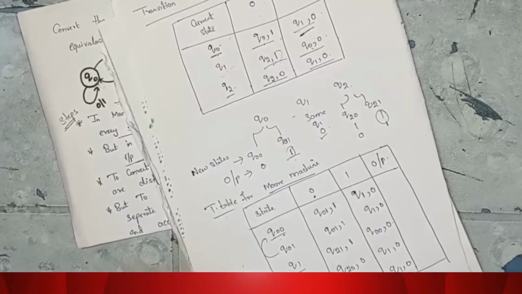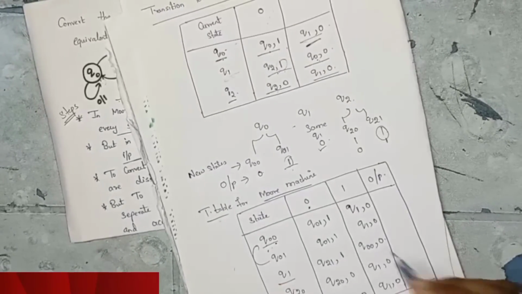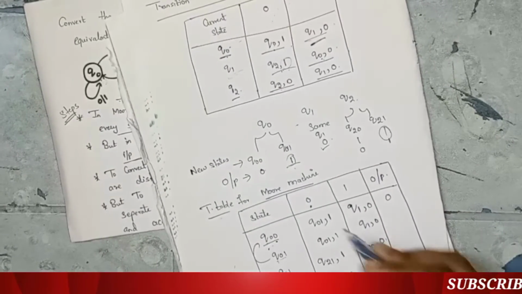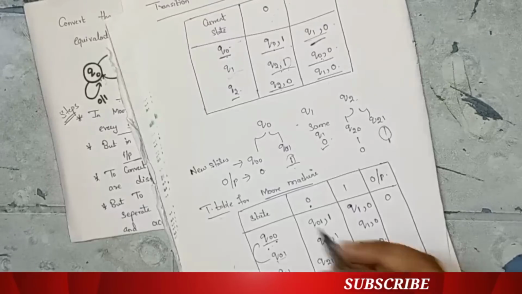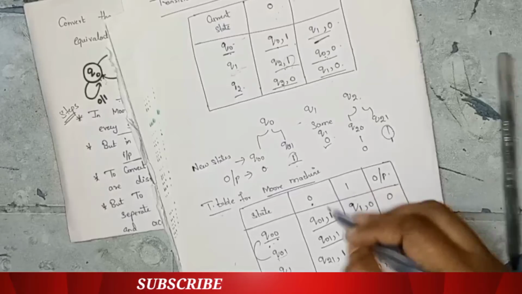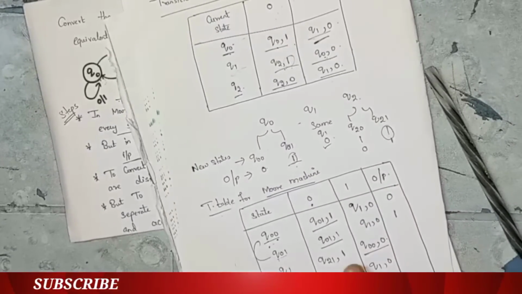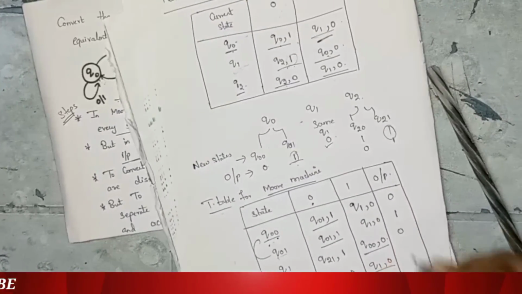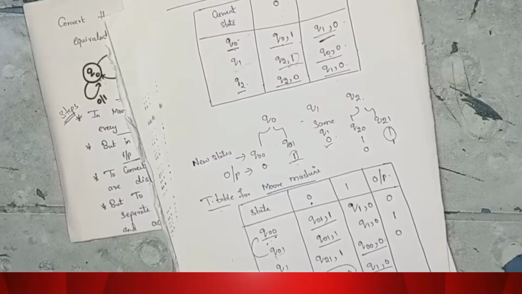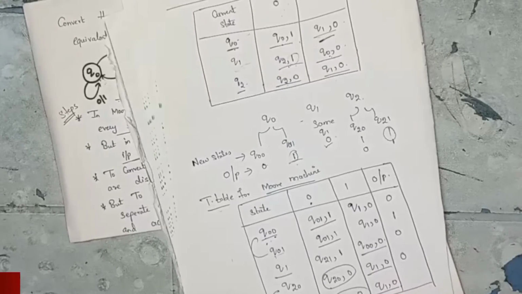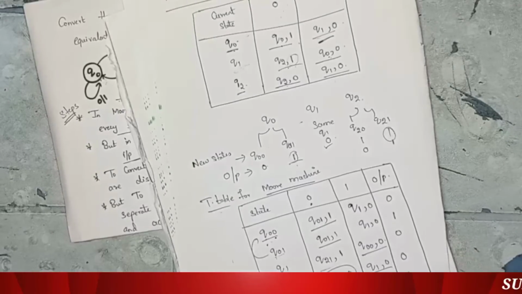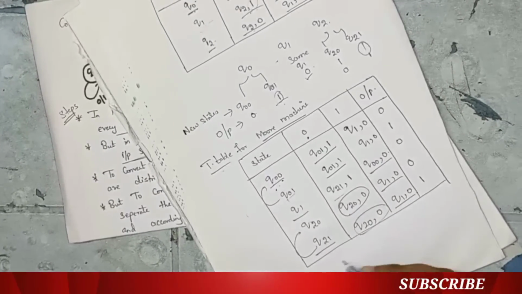Now we find the outputs. For Q00, the output is 0. For Q01, the output is 1. For Q1 the output is 0. Q20 is this one, output 0. Q21 is output 1. This is the transition table for the Moore machine.